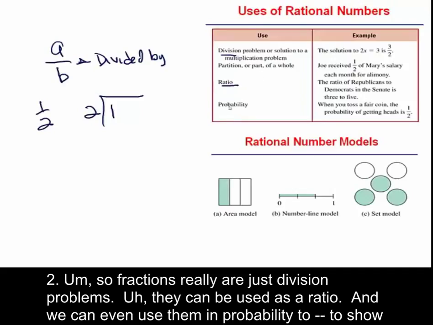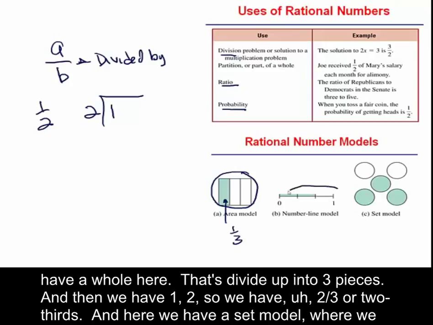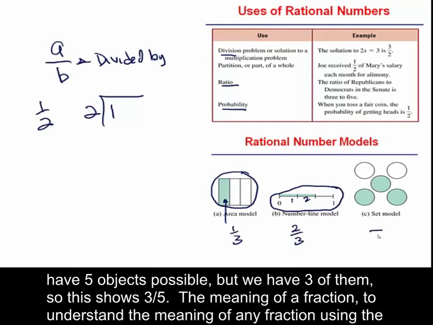They can be used as a ratio, and we can even use them in probability to show them in a physical form. We have a possible whole. It's been divided up into 3 pieces, and we have one of those 3 pieces, so that is 1 to 3. We have a whole here that's divided up into 3 pieces, and then we have 2 of them, so we have 2 to 3, or 2/3. And here we have a set model where we have 5 objects possible, but we have 3 of them, so this shows 3/5.